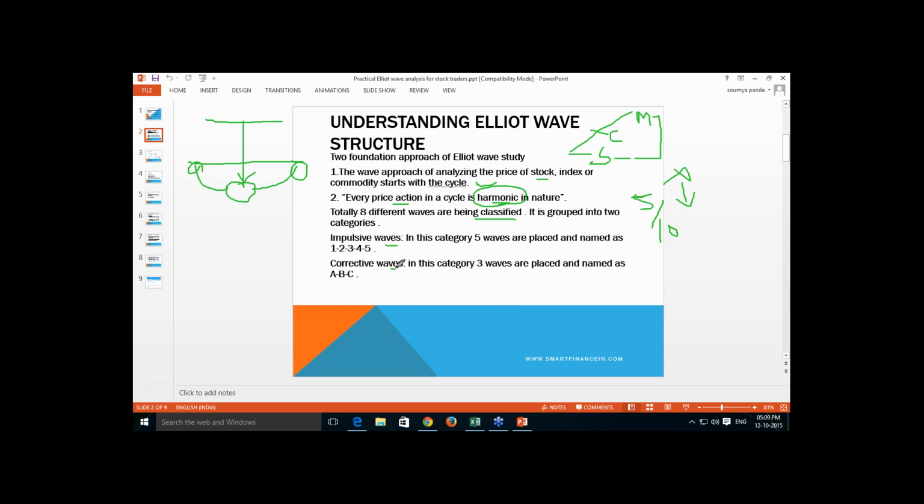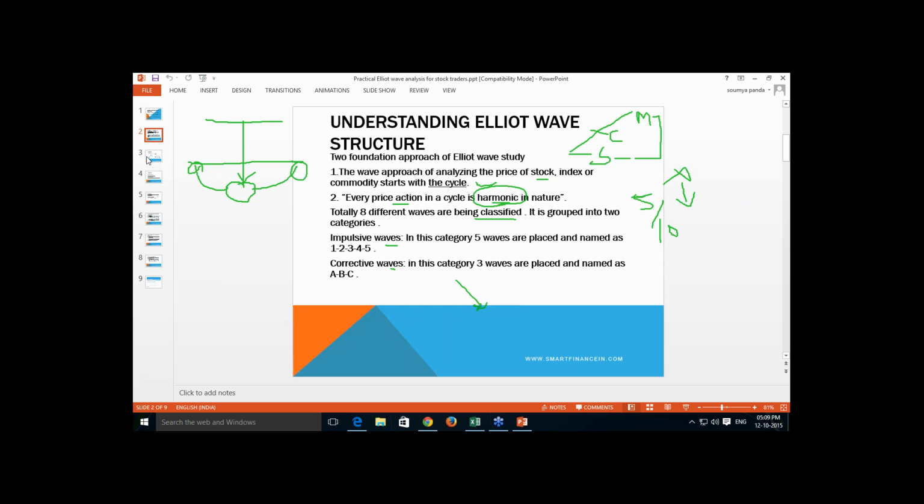Often traders think that impulsive means it is only going up and corrective means it will be falling down, because we translate the term corrective as market correction. It is not like that. Impulsive means more energy, more demand or more supply. Corrective means less energy, less demand or less supply. This is how corrective and impulsive are categorized.